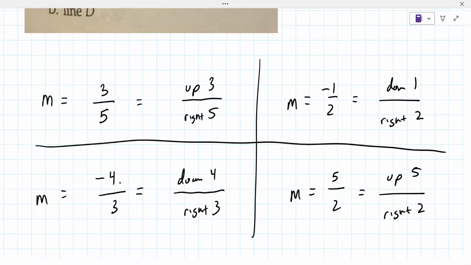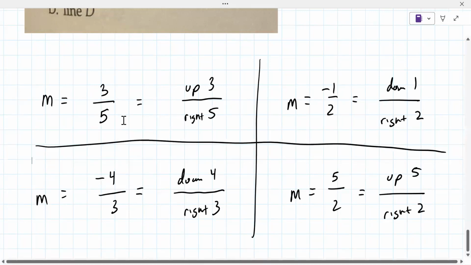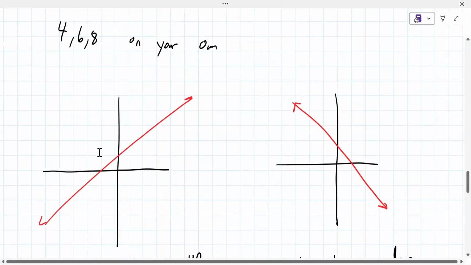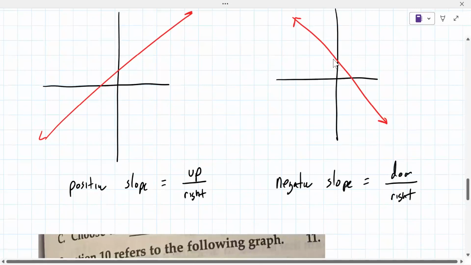And I have two of them up, two of them down. Okay, so the two that are up, what do you notice is common about them? Look at the sign. They're both positive. That's right. And we said up and to the right is positive. Down and to the right is negative.